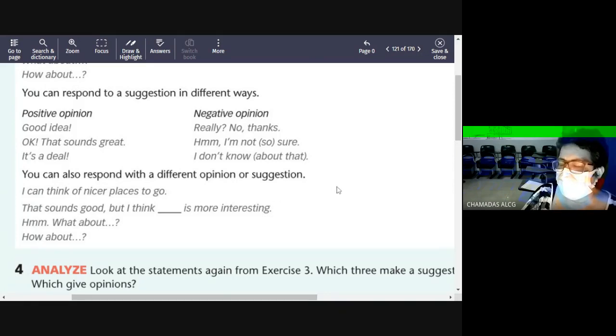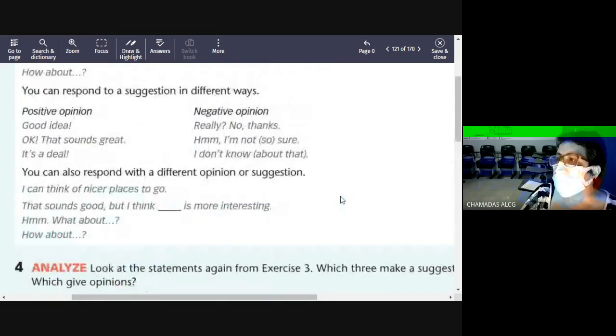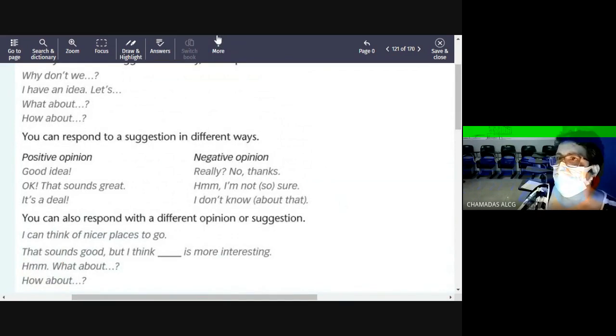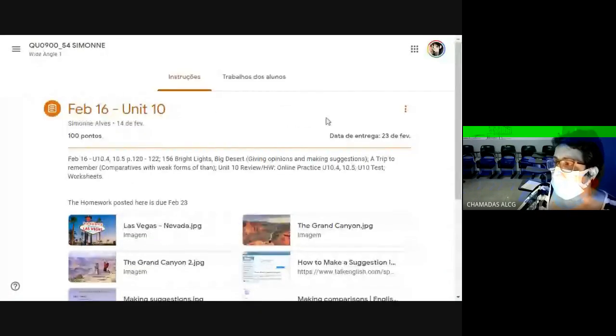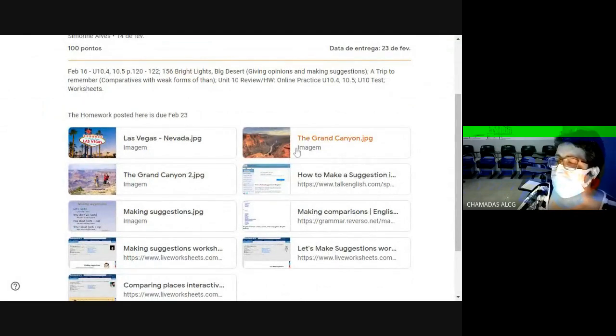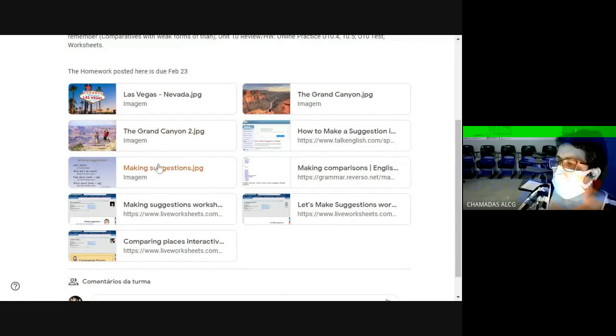All right, people. So, I posted here on our page on Google Classroom a file with some ideas on how to make suggestions, right? So here we have, let me show you here. Oh, by the way, I also posted some pictures here. One from Las Vegas, Nevada, and 2 pictures of the Grand Canyon, okay? So that's really nice. They're beautiful places to visit.